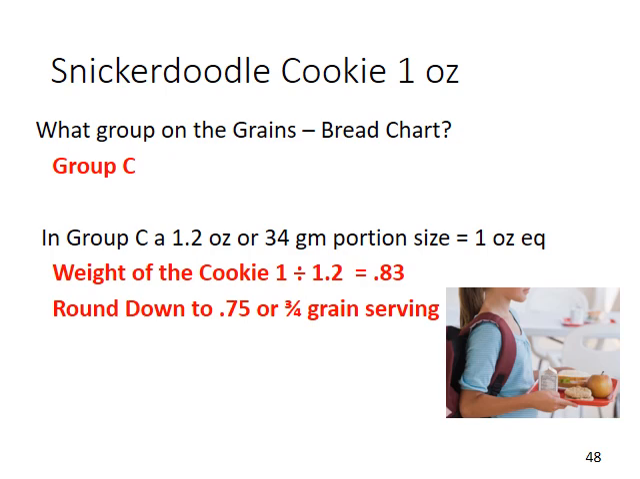Again, we could just look at the chart and know that we have to round down since our cookie weighs less than 1.2 ounces, so the next quarter serving size is 3/4. Doing the math, the weight of the cookie, 1 ounce, divided by 1.2 equals 0.83. We must round down, so the answer is 0.75 or 3/4 of a grain.